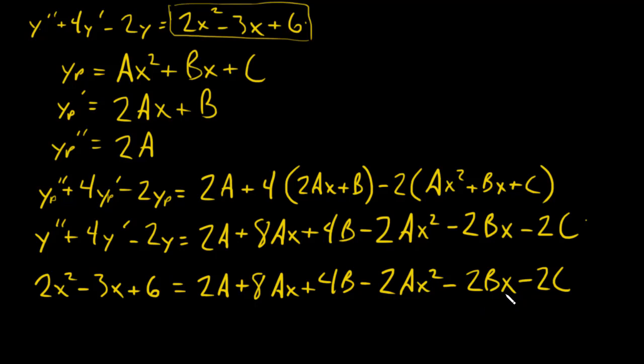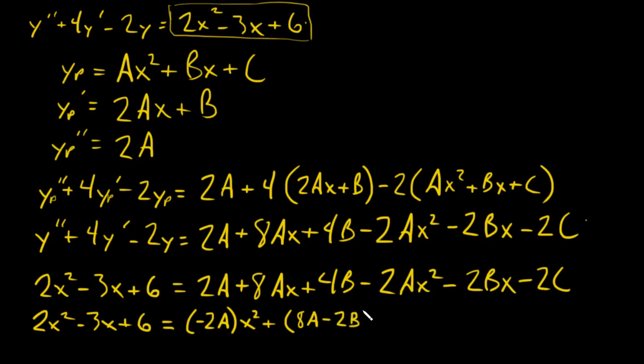All right. Now, I hope this is looking similar to something that you did in Calc 2, where we had to solve for these A's, B's, and C's when we made a guess, and that was when we were doing partial fractions. We're going to do the exact same thing here. I'm going to gather all of my x squared terms together, all of my x terms together, and then all of my non-variable terms together. So this is going to become 2x squared minus 3x plus 6 equals all the x squared terms, negative 2a x squared, plus all of the x terms, 8a minus 2b x, plus all of the non-variable terms, 2a plus 4b minus 2c. Okay? Why did I group them like that?